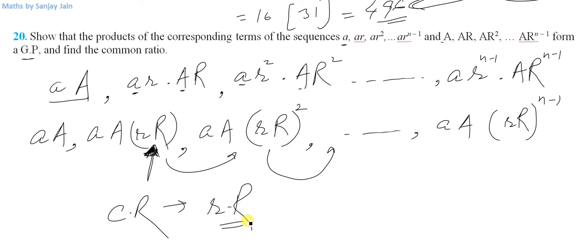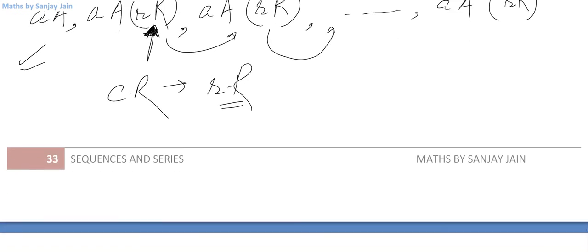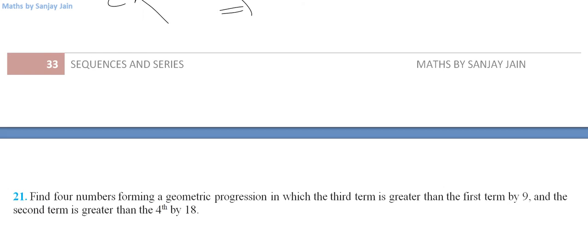So if you multiply the corresponding terms of two different GPs, you will obtain a GP with common ratio as the product of their common ratios, right? Okay, so you can show it and write it in your own language. I think I have explained it to you. Now you need to write it in your own language.